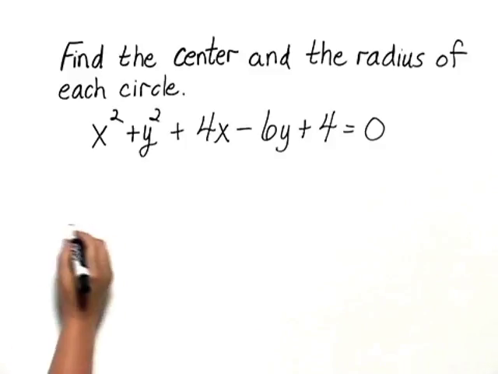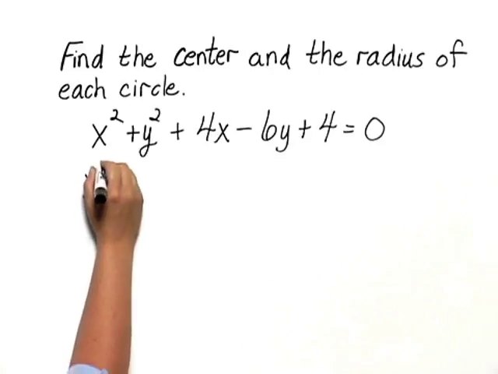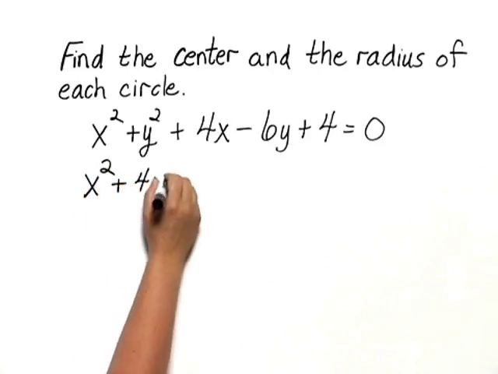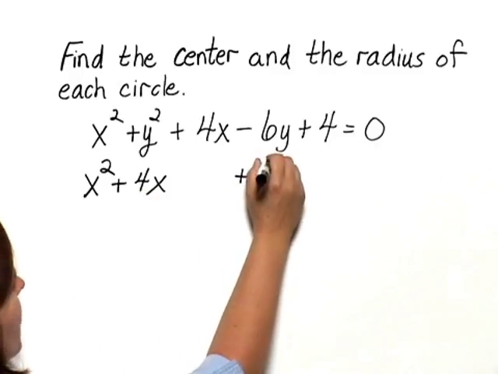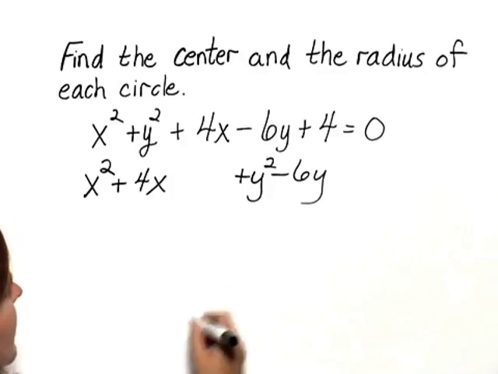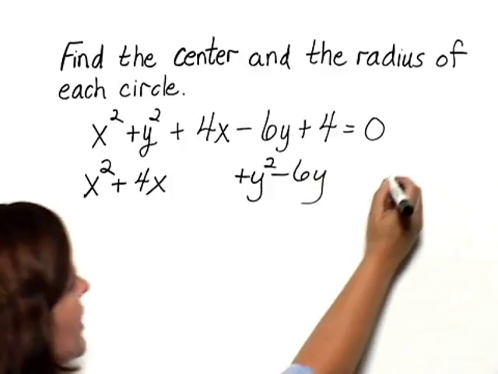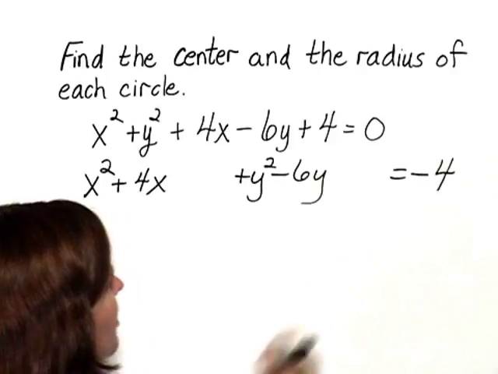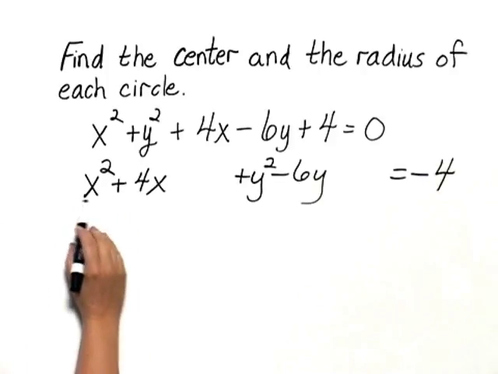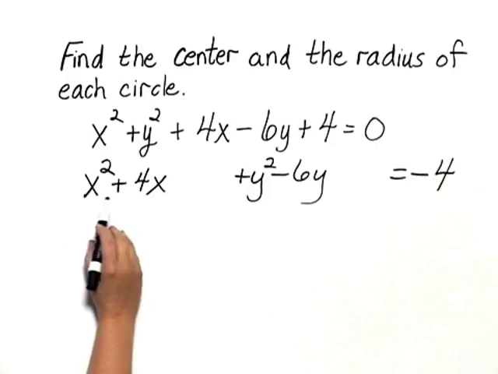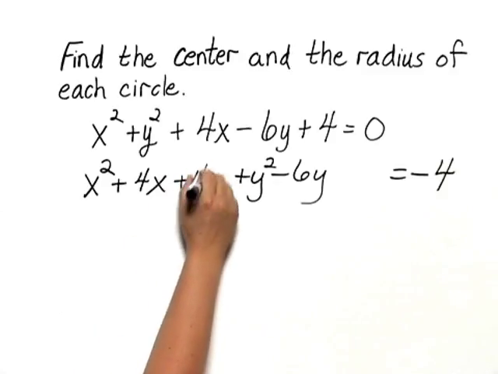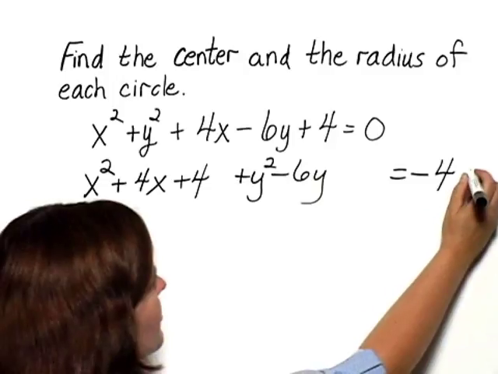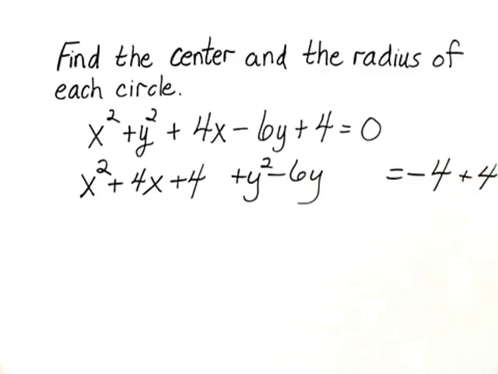What we're going to do is first of all write the x terms together, x squared plus 4x, and I'll leave a space, and write the y squared terms together, plus y squared minus 6y, and I'm going to subtract 4 from both sides, equals negative 4. Now I look at this first and I think, what do I need to complete the square for the x's? Well, half of 4 is 2, 2 squared is 4, so I have to add 4 to complete that square, and I need to add it to the other side as well in order to keep the equation still the same, equivalent equations.